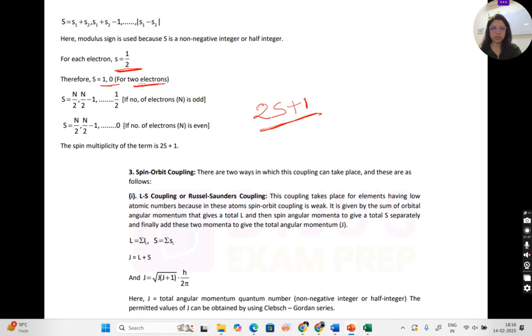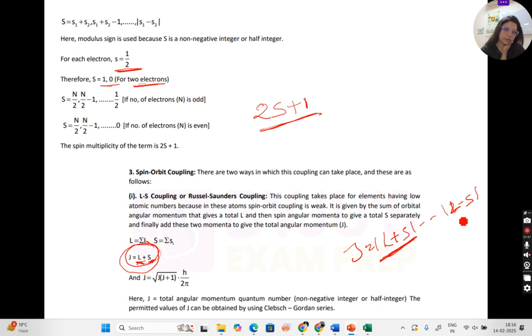And finally for J, we calculate J with L plus S. We need to first find out the value of L, then S, and then by calculating we can get J. J has the values from L plus S to L minus S. In the case of half filled or more than half filled, we will consider L plus S, and in the case of less than half filled, we will consider L minus S. So with these rules, we now move forward with the questions.